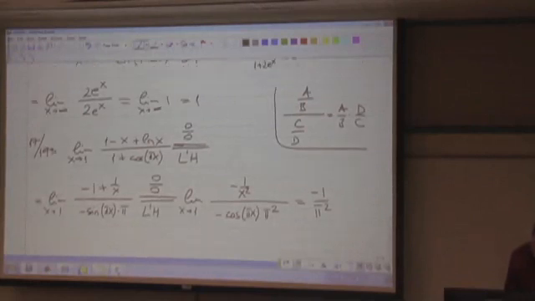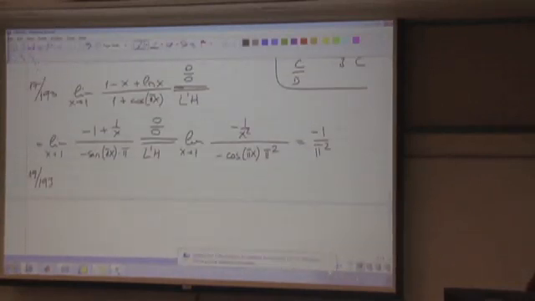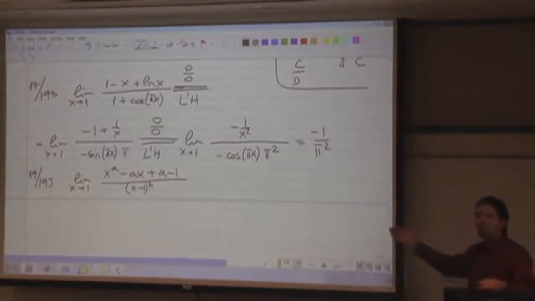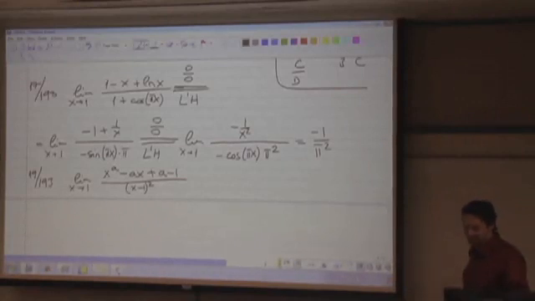Okay, how about one last one? 19. And by one last one, I mean one last one before we get to other indeterminate forms. X to the a minus a times x plus a minus 1, divided by x minus 1 quantity squared. So now, since there's no trigonometric functions in here, I'm confident you can do it. Keep in mind a is a constant.